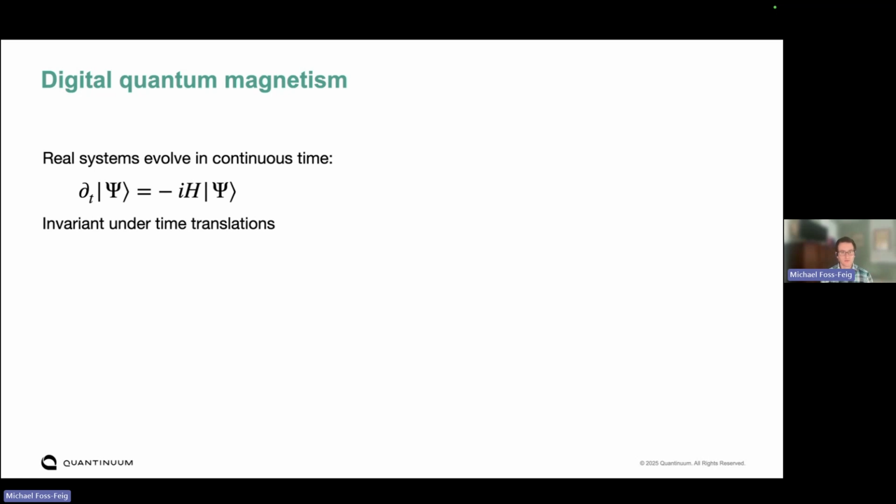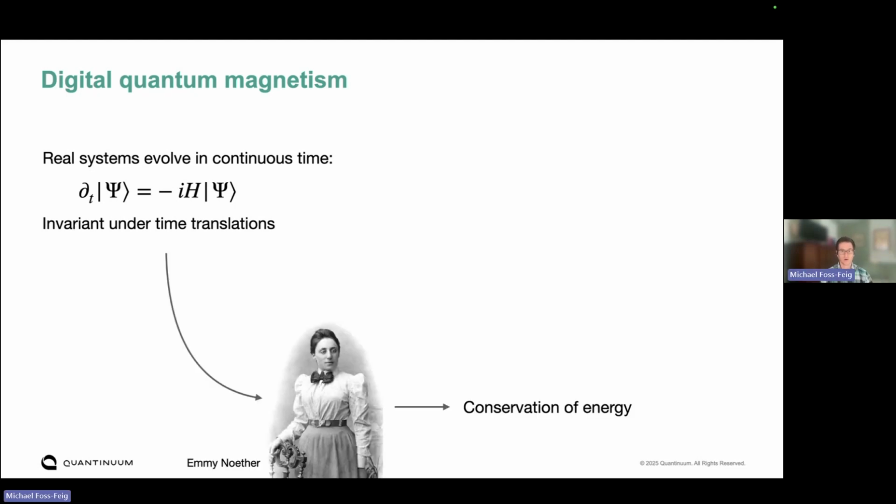In any real physical system, time evolution happens in continuous time. So here's the Schrödinger equation describing any quantum system evolving in time under its Hamiltonian. This equation is invariant under continuous translations of time. And we know from Noether's theorem that symmetries, or invariances under translations such as in time, are in general going to correspond to associated conservation laws. In particular, translational symmetry under time leads to the conservation of energy. It's what's responsible for energy being conserved in real systems.